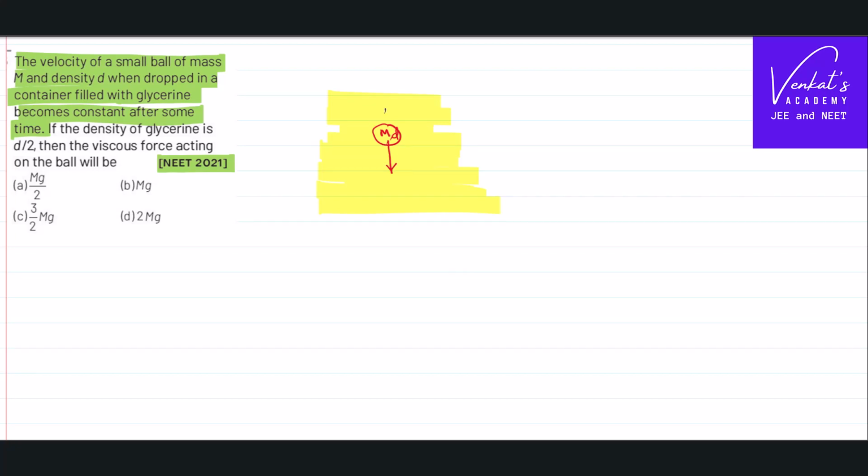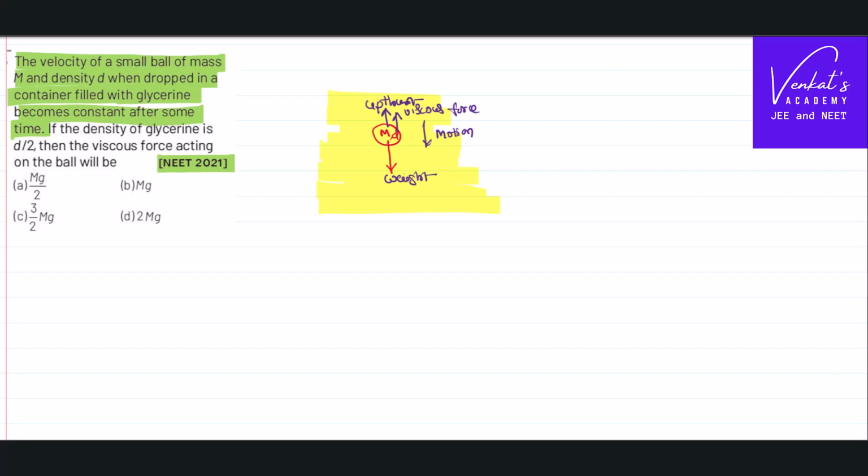Being a liquid, this liquid always applies an upthrust in a vertically upward direction on the body. And as the ball is dropped down, viscous force acts against the relative motion. As the body is coming down, viscous force also acts in the upward direction. So the downward force is weight. Upward force is a combination of viscous force and upthrust.